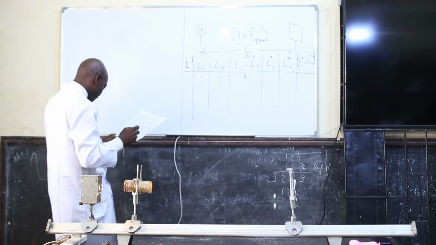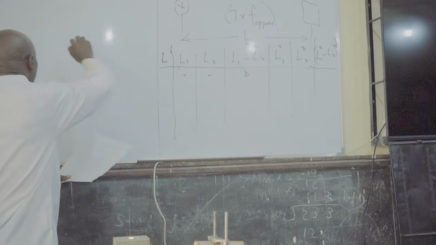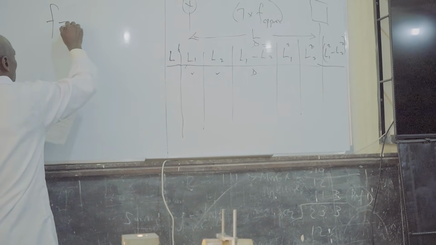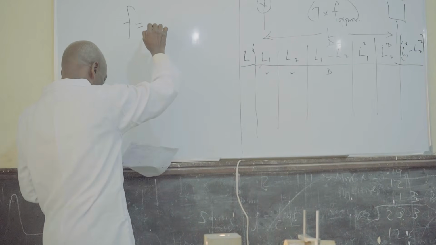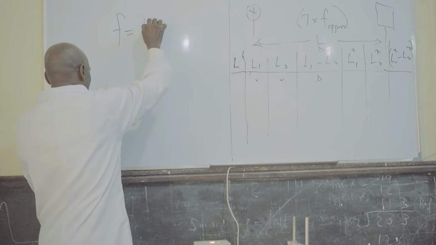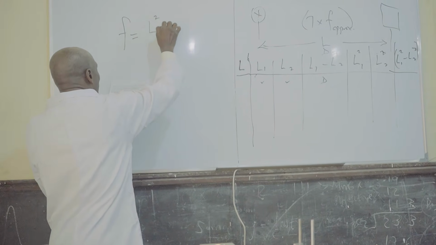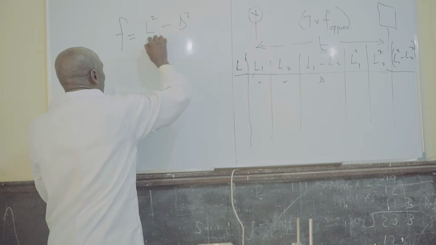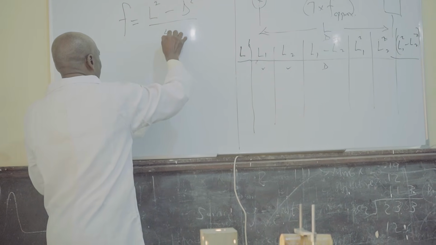Now you are given an expression: F equals L squared minus D squared over 4L.